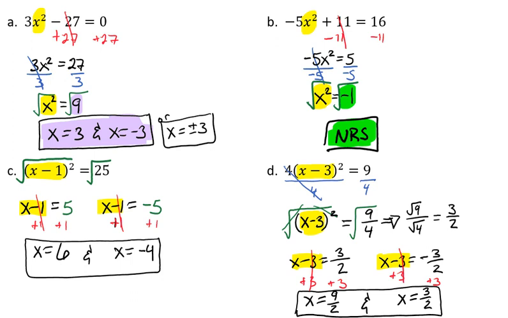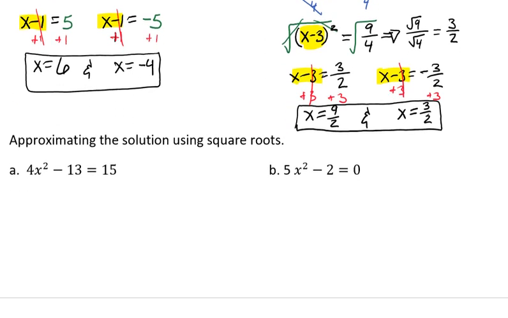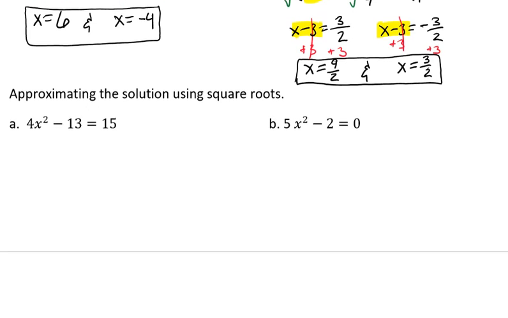So now what about approximating the solution using square roots? In this case, we have our x squared here. We're going to add 13 to both sides first, so we're going to have 4x squared equals 28. Then we'll divide both sides by 4. Again, here's our x squared, because the whole point is to get that x by itself. So we have x squared equals 7.